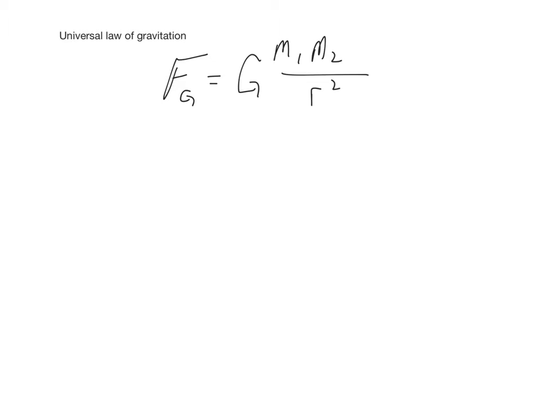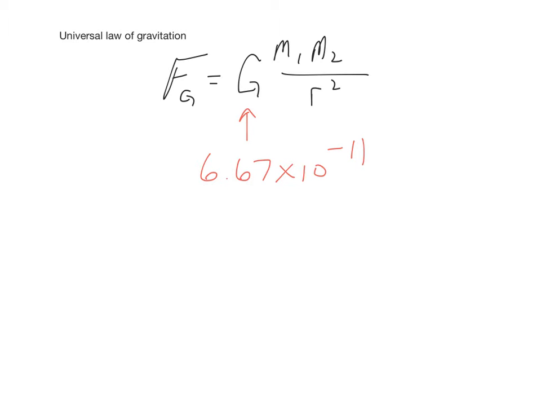We're going to start this chapter just talking about the universal law of gravity. This is that law, if you remember from last year. G is the universal constant. That is the value 6.67 times 10 to the negative 11th.